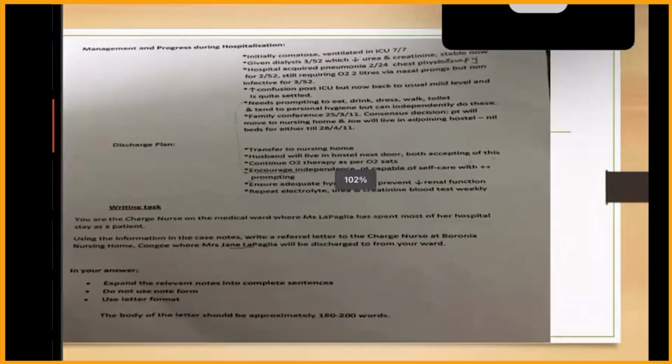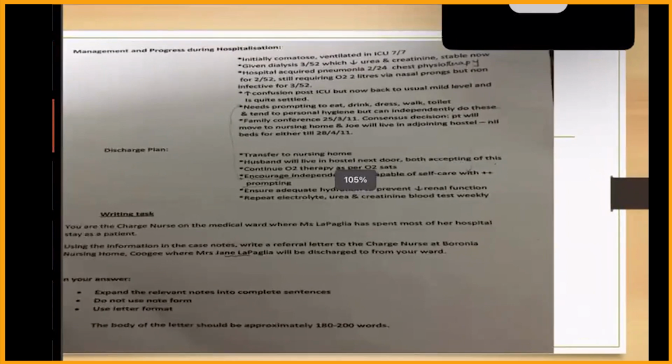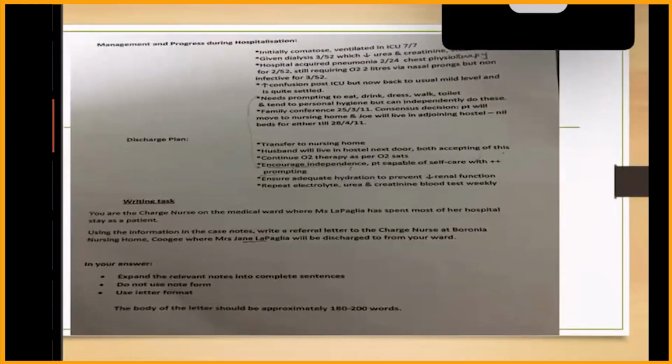Medical management and progress during hospitalization. Here they say how his situation was when he came to the hospital, what was given in the hospital, all that will be there. Okay. And all the management that took place during the period of hospitalization. Initially comatose, meaning initially he was in a state of coma, and for which he was ventilated in the ICU for 7 days, a week. 7/7 meaning 7 days for a week.